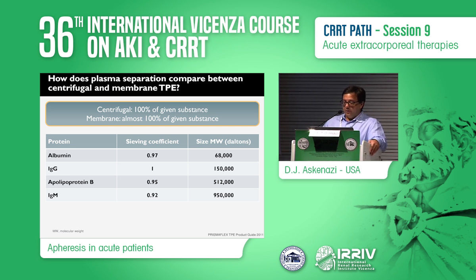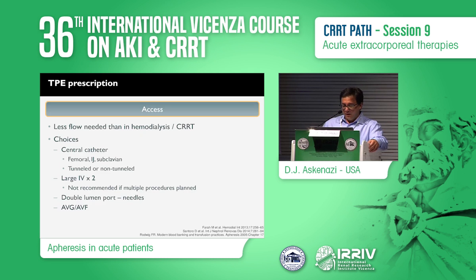This is a study that looked at differences in the sieving coefficients with membrane TPE. You could see that it's not all the way to 1 on some things, but you're getting pretty close. So it's 90 to 100% the sieving coefficient. So to me, membrane TPE and centrifuge TPE are doing almost the same, or 90% of the same, as far as the clearance goes.